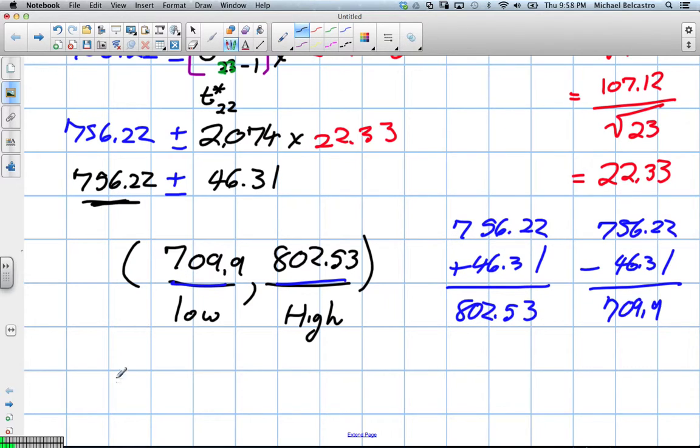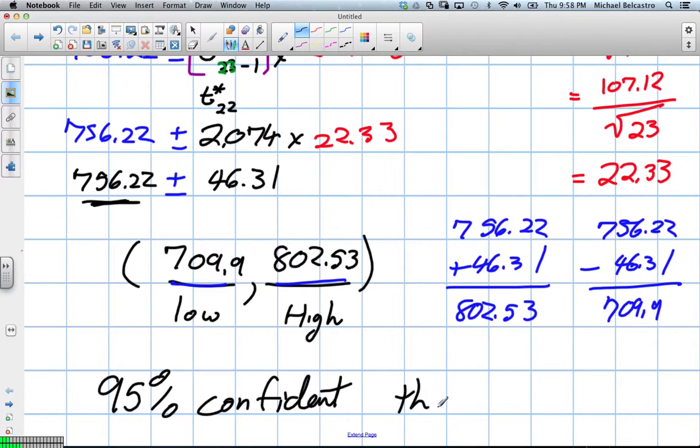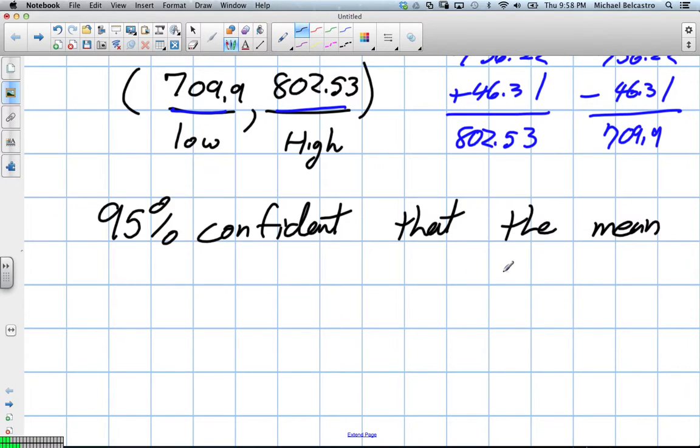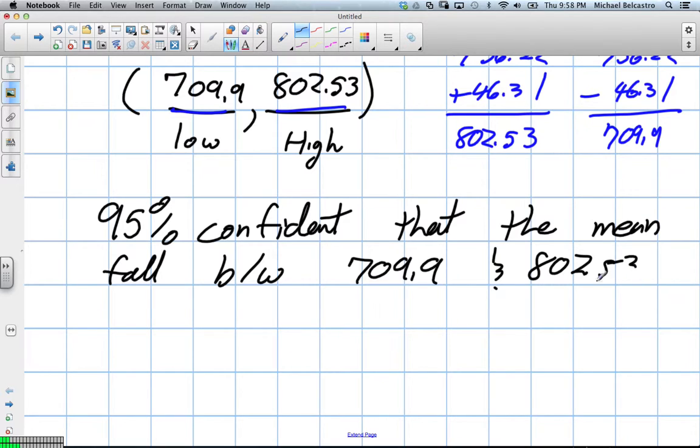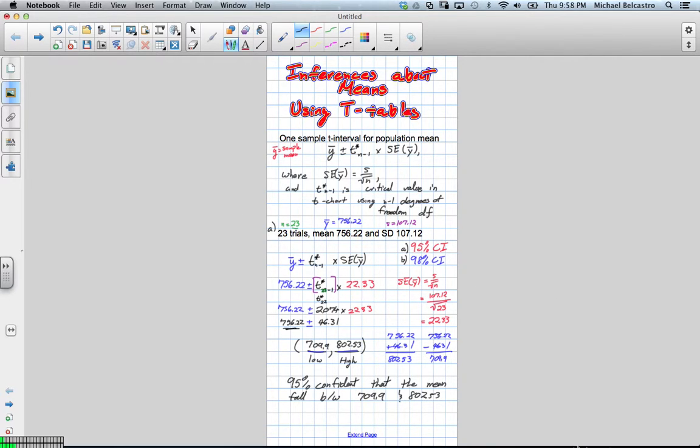How do we say this? Well, we say we are 95% confident that the mean, okay, so the true mean falls between 709.9 and 802.53. So we didn't get the actual mean, but we got a range of it. Okay, so we got our range, which helps us figure out or gives us a better idea of what we're probably looking at, and that's with 95% confidence.